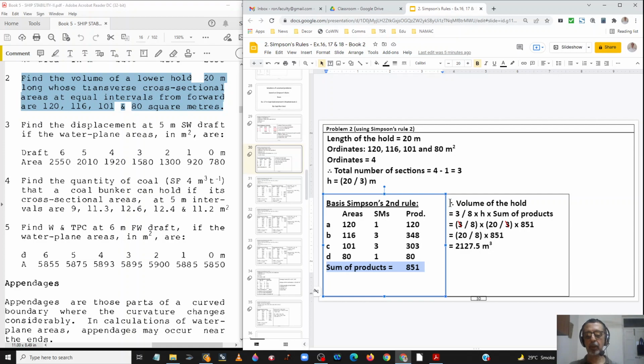Therefore, volume of the hold is equal to, using Simpson's second rule, 3 upon 8 into H into the sum of the products. And when we substitute the values, for H is equal to 20 divided by 3 and the sum of the products is equal to 851, we see we have a 3 in the numerator and a 3 in the denominator, which I have cancelled out. Thus, it works out to 20 divided by 8 into 851, and that gives me an answer of 2127.5 cubic meters.